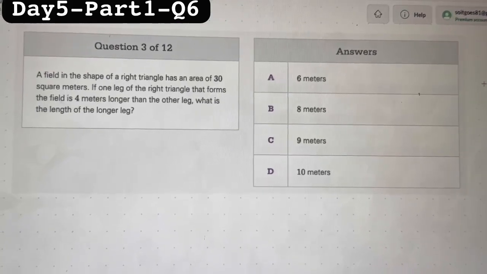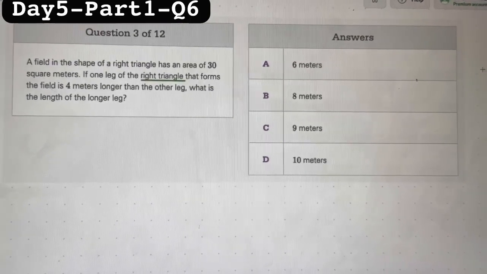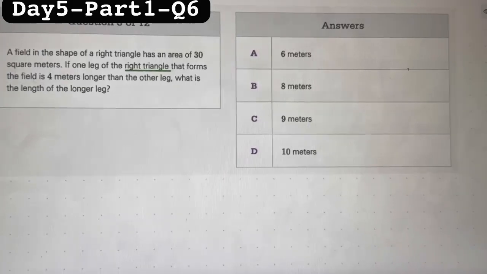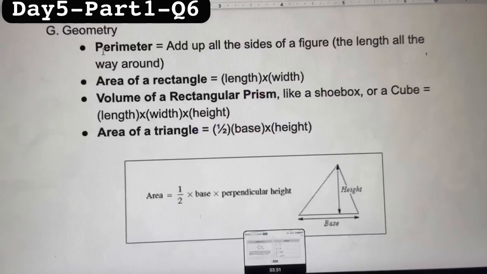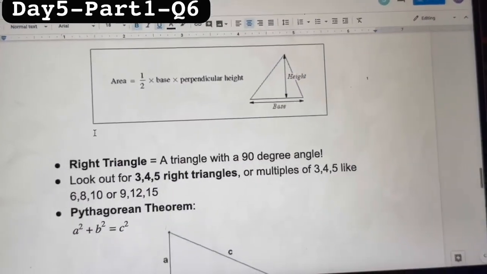Right triangle? Do you know what that is? A right triangle. Let's go to the cheat sheet. I've defined it in the cheat sheet for you. You've got to know what a right triangle is.